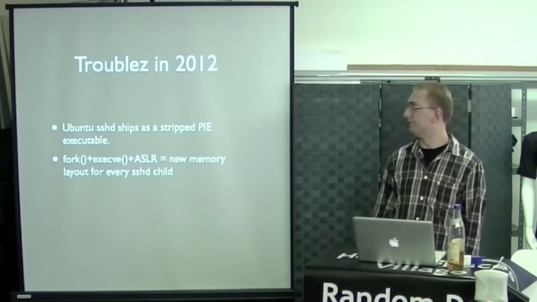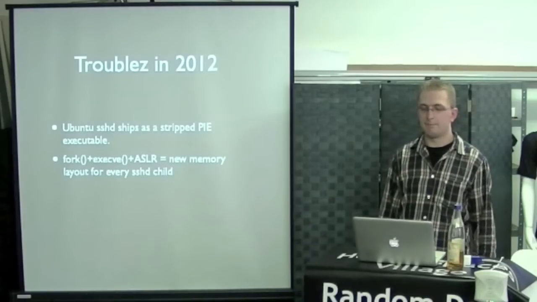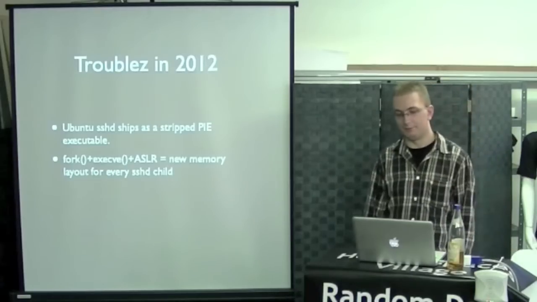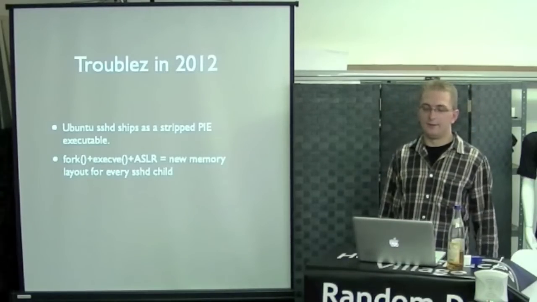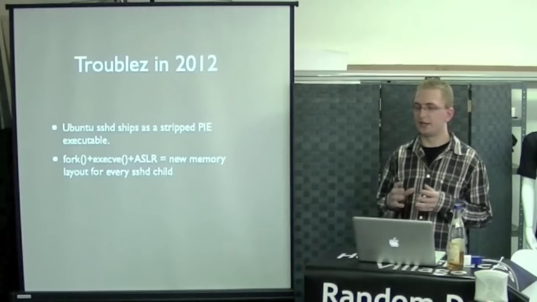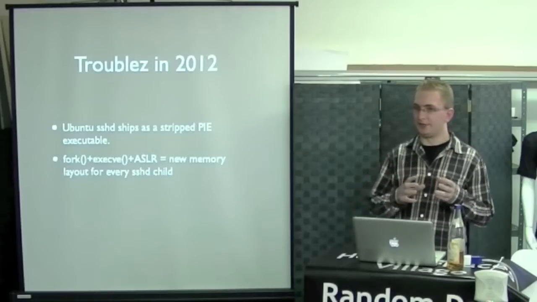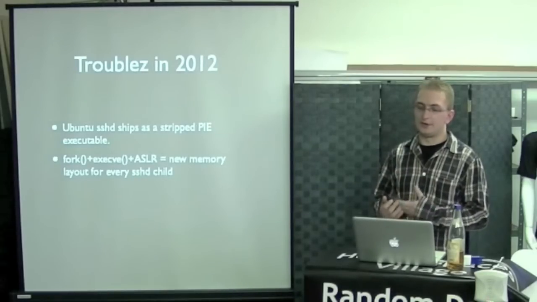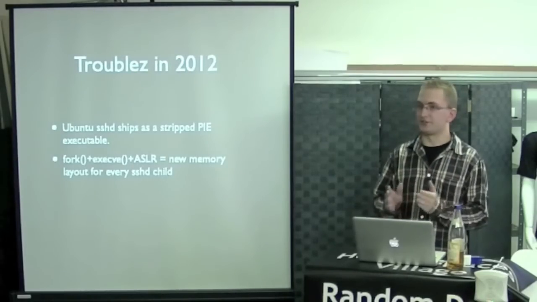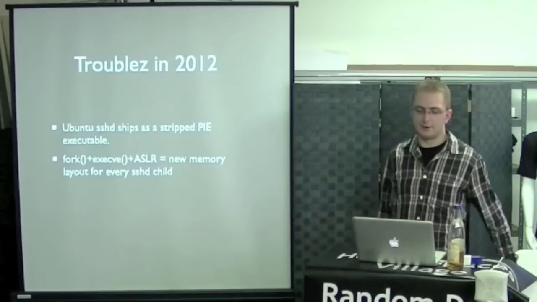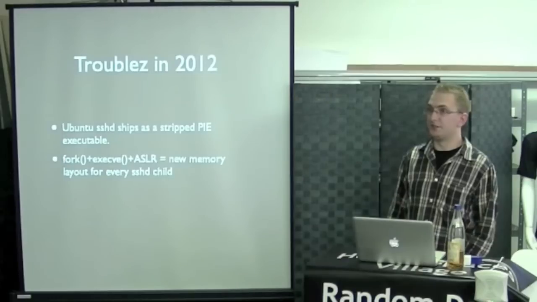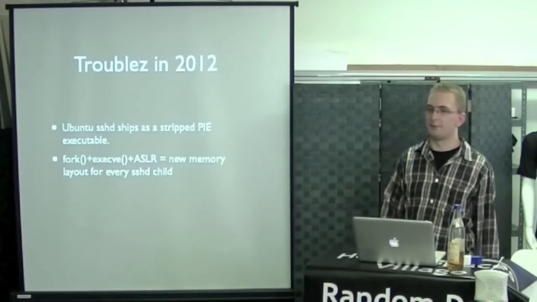So, on Ubuntu, the SSH daemon ships as a PIE executable. What does this mean? PIE stands for Position Independent Executable. What this means is that the compiler generates and links a binary that you can basically put anywhere in memory and it would still run fine. With a non-PIE binary, it needs to be loaded at a specific load address, otherwise certain hard-coded pointers and such will not match up with the actual image in memory. But they compile it as a position independent executable, so this means they can have sshd anywhere in memory.